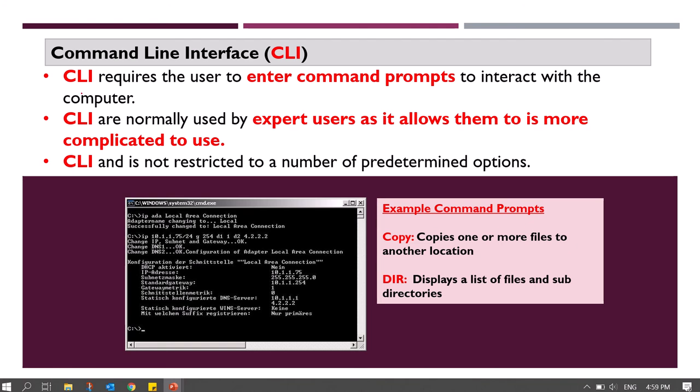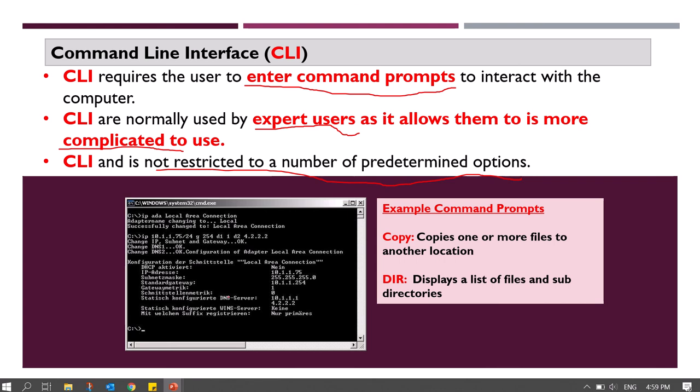Recapping what we've already said so far, CLI requires you to enter command prompts. It is normally used by expert users, advanced users. It is more complicated for them to use, and you are not restricted to a number of predetermined options. An example of a command is copy. Copy will copy one file from one location to another location.